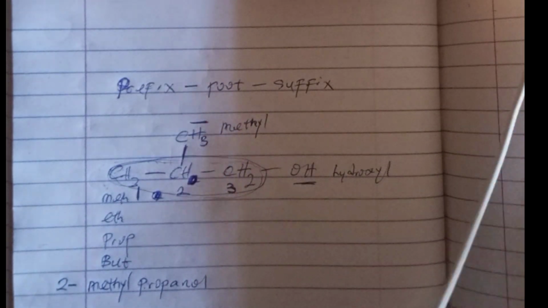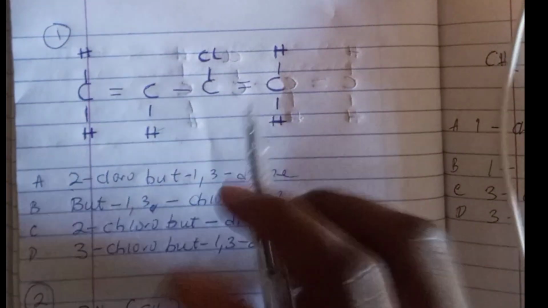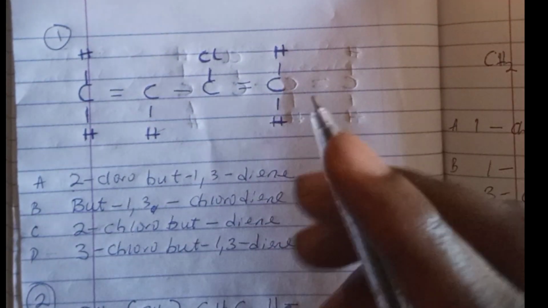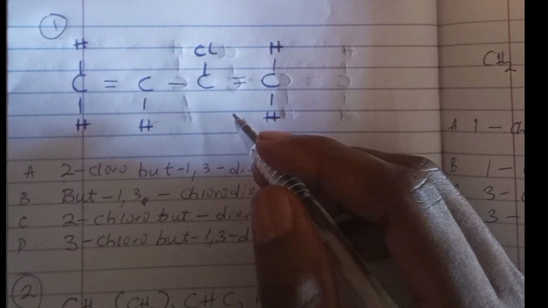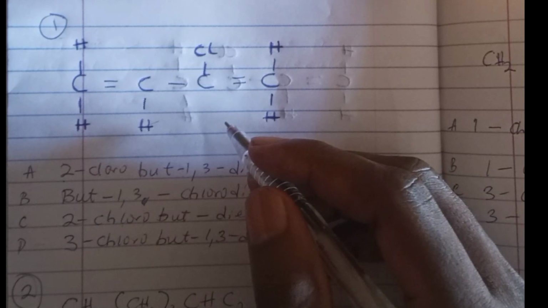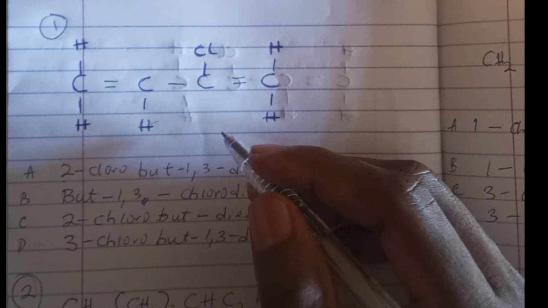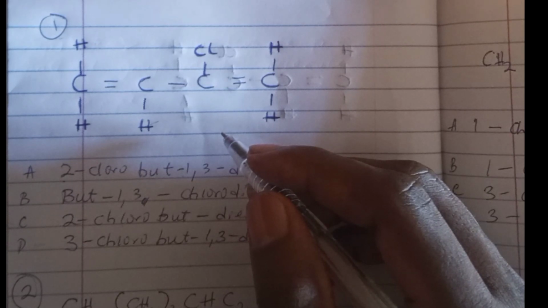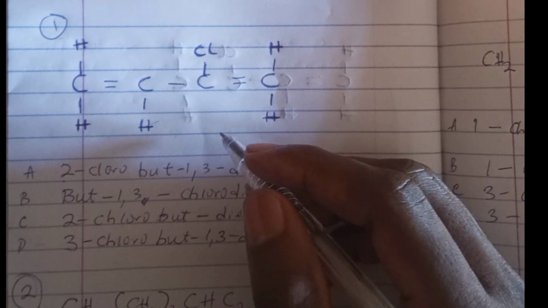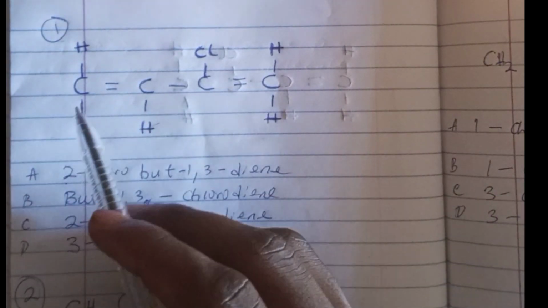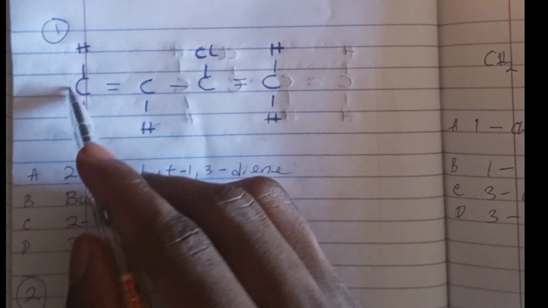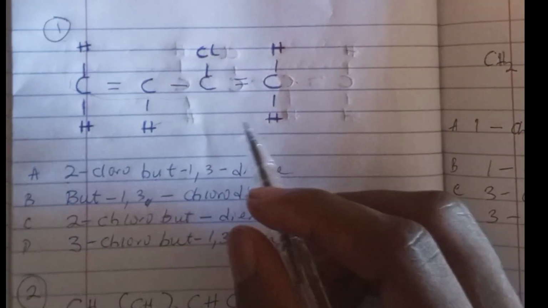So let's go to the main problem. The first step we take is identifying the longest continuous carbon chain. After identifying that, we're going to name it according to the number of carbon atoms it contains. Then we're going to add the appropriate suffix to indicate the principal substituent. Now let's take the first step. This is the longest possible carbon chain.